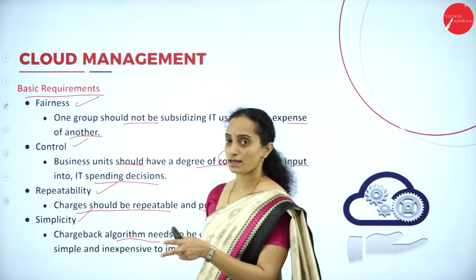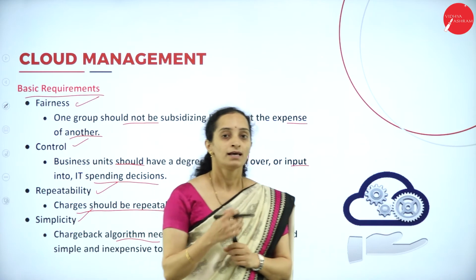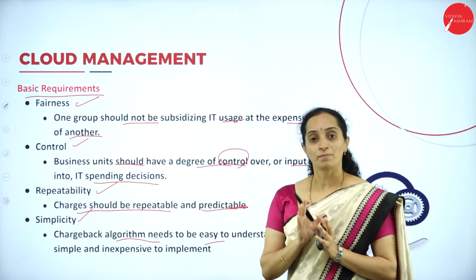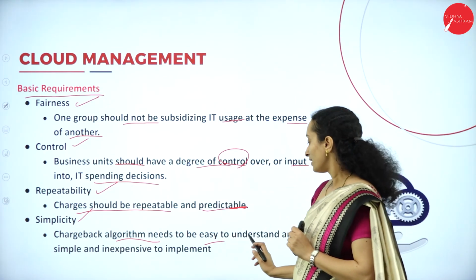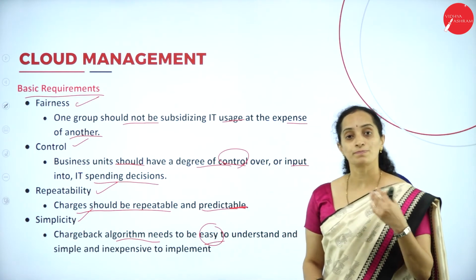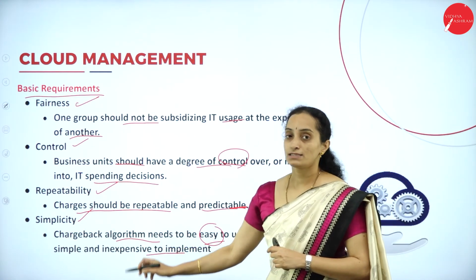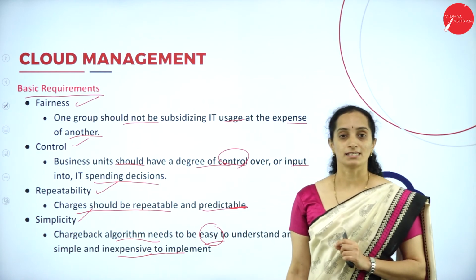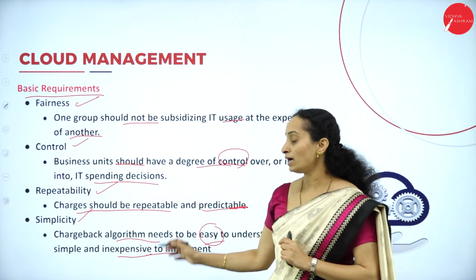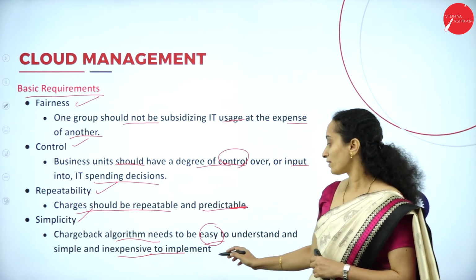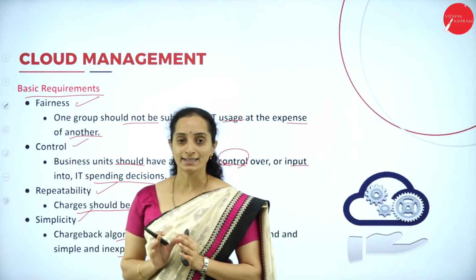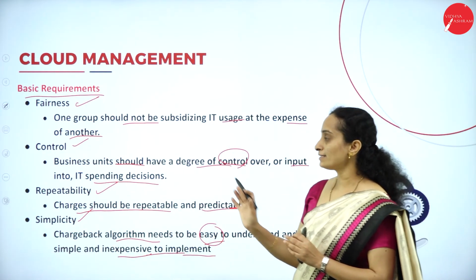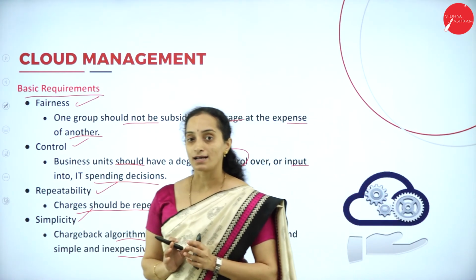If an administrator who is handling all these chargeback models is replaced by someone else, that person must be able to understand the operation of the algorithm. That means it has to be easy to be understood by someone else, and simple. It must be as simple as possible and inexpensive. It must not cost too much to execute the algorithm. To implement, it must be easy and less complex. You have to take care of all these things while selecting a chargeback model.